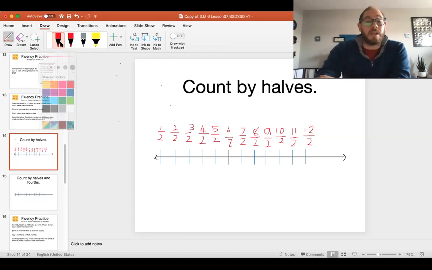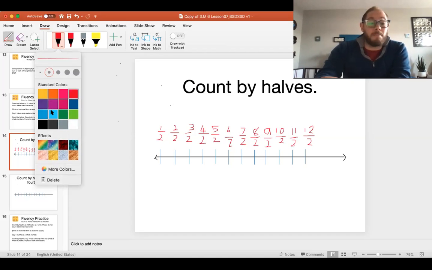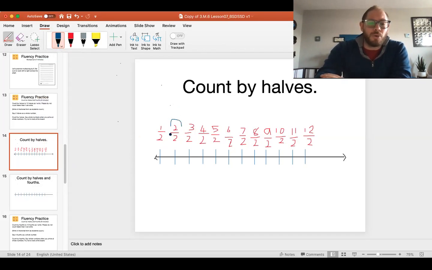Now we're going to label our whole numbers. Remember, our whole is when the top and the bottom number is the same or a multiple of them. So what's our first whole here? That would be 2 out of 2. That's a whole. What's the next multiple of 2? We can count by 2s. 2. That would be 4 out of 2.